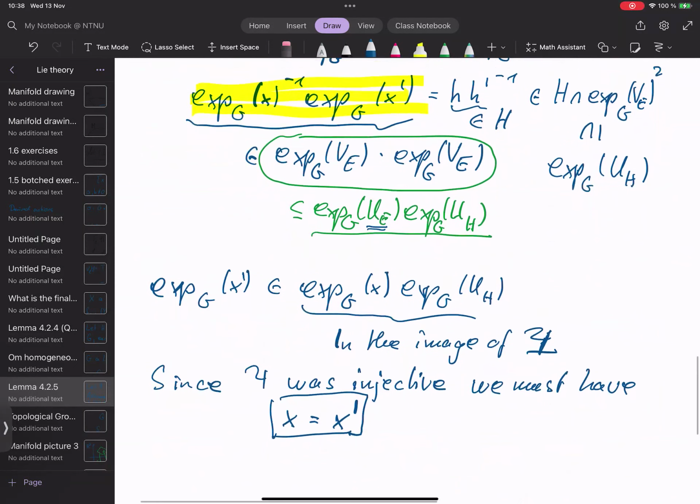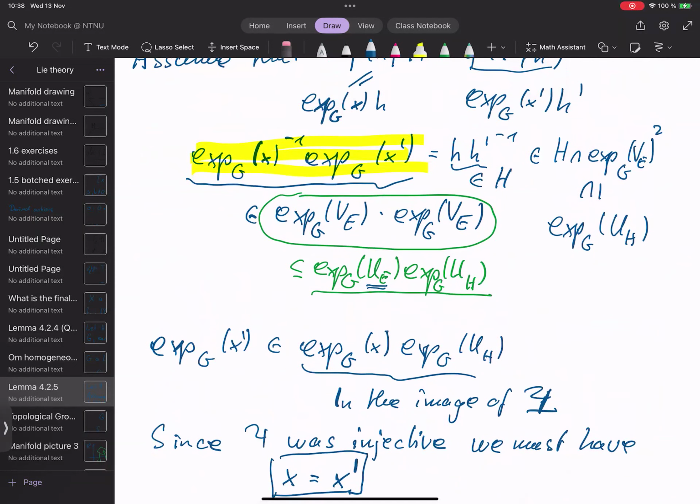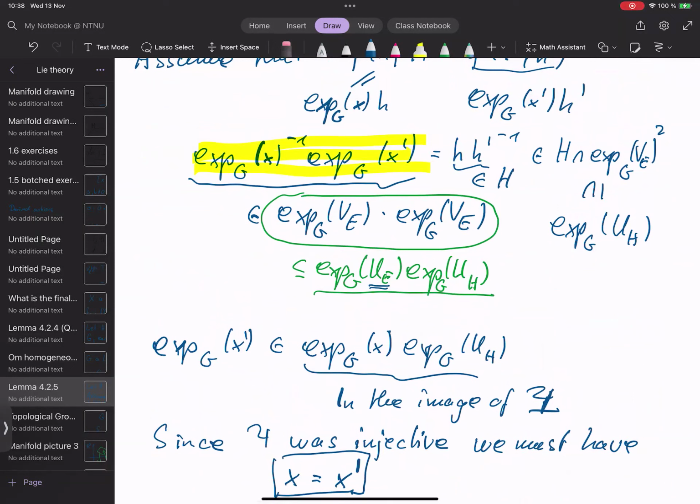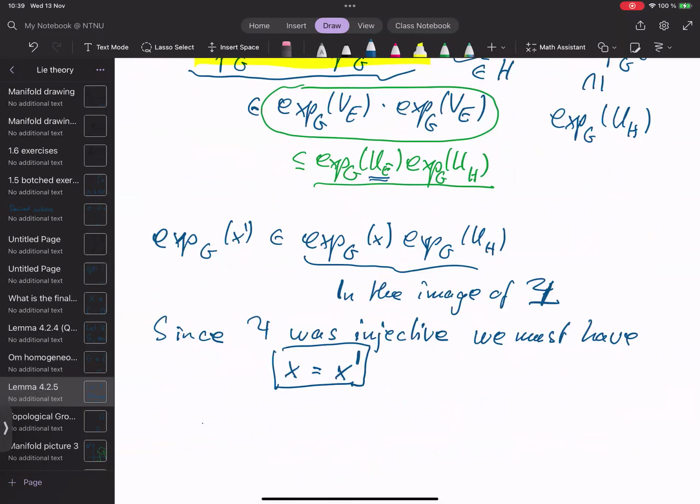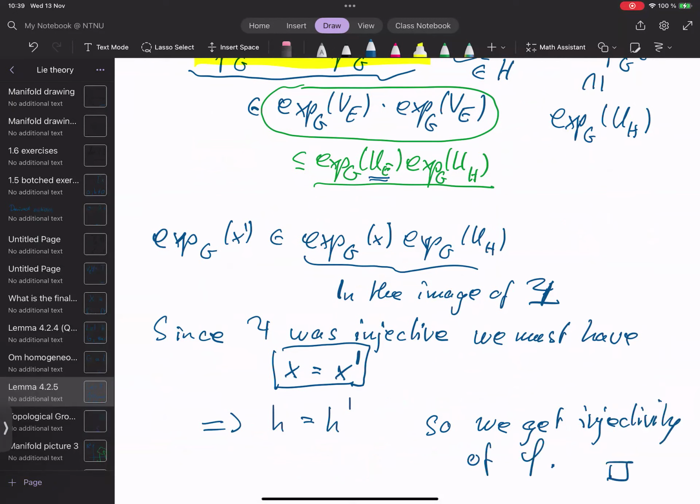Now let's take a look at what we have if x is equal to x'. We see that the left-hand side of this equation, which we have here in yellow, needs to be the identity. So this also proves that h needs to be the same as h', basically because h times h' inverse is equal to the identity. And so we get injectivity of the map phi. And this finishes the proof. So phi is now a diffeomorphism as claimed.